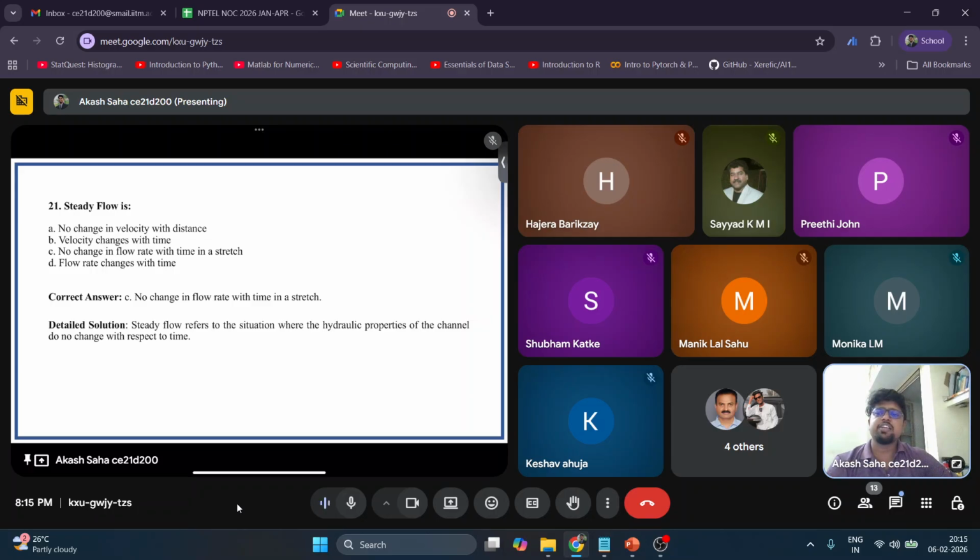And there is another thing, uniform flow. So uniform flow we define with respect to distance or space. Okay, steady flow with respect to time, uniform flow with respect to space or distance.